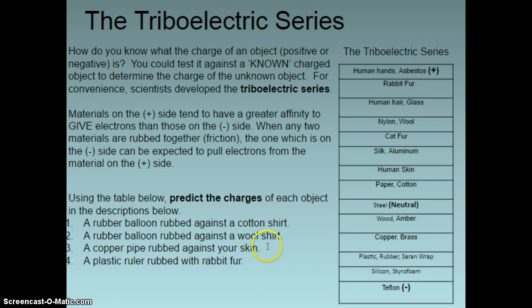So, a copper pipe rubbed against your skin. Notice your hands here are very, very willing to give it up. Human skin is a little bit less willing to give it up. In other words, your hands have slightly different characteristics for giving up electrons, so your hands will give it up differently than your skin. Copper is going to be on the negative side. Here it is, copper. So notice copper is going to be negative, skin will be positive, and you can do that with the plastic ruler and rabbit fur.